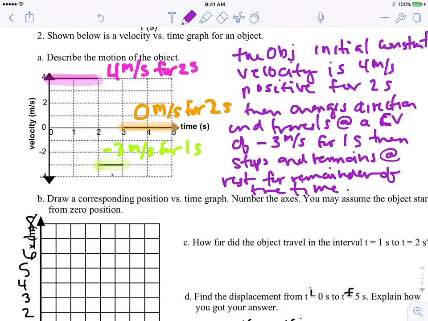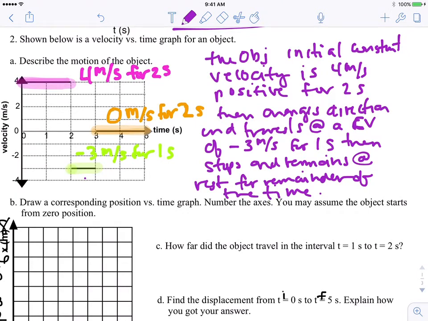Okay, sorry, I'm still trying to figure out how to write on this the best I can or make it nice and neat. So what does it say? It says the object has an initial constant velocity of 4 meters per second positive for 2 seconds. Then changes, that's what this word says here, changes direction and travels at a CV constant velocity of -3 meters per second for 1 second, then stops and remains at rest for the remainder of the time. There you go. That's exactly what it is.